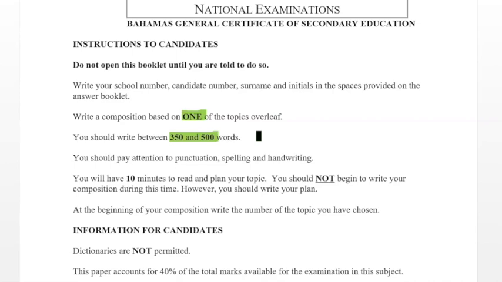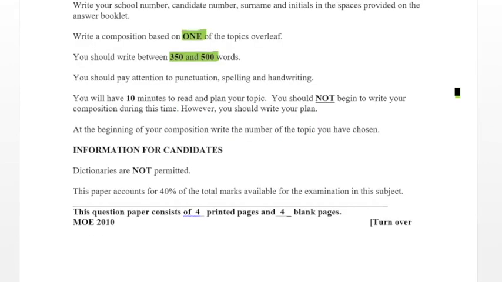You should pay attention to punctuation, spelling, and handwriting so that your ideas are expressed clearly and your examiner is able to read through them and understand them. No dictionaries are permitted in the exam. Therefore, you should study and review all vocabulary that you have been taught by your teacher.